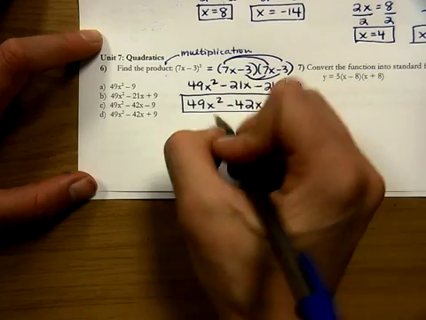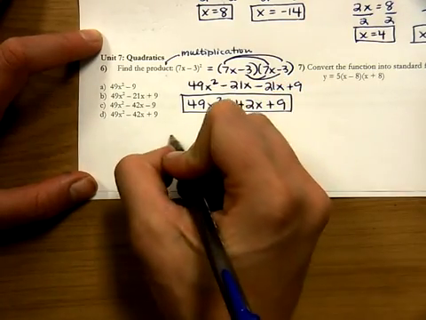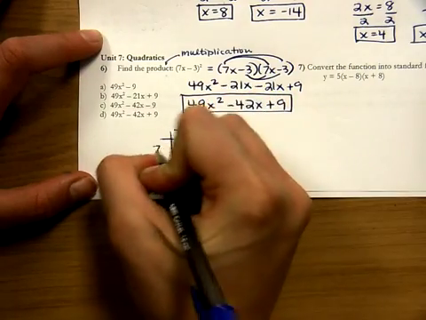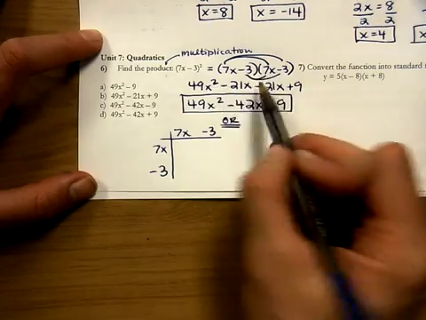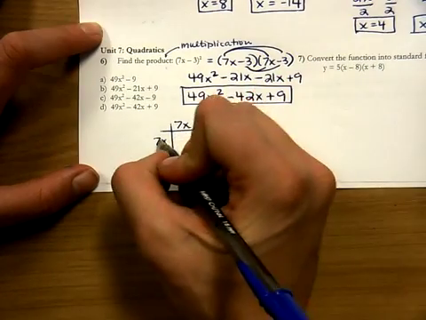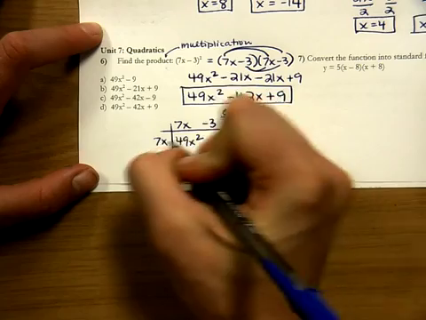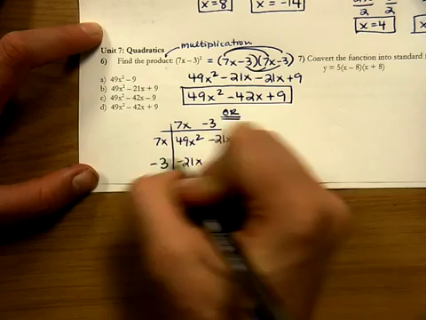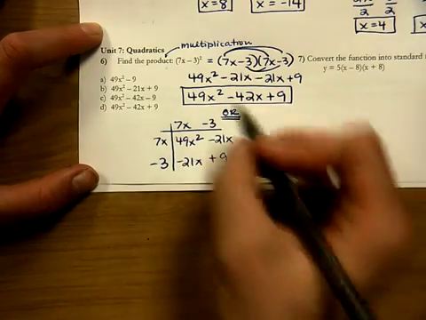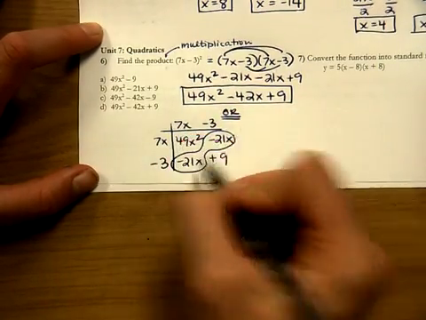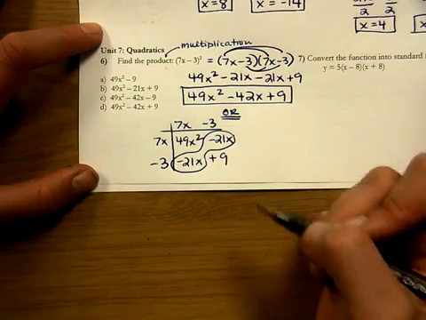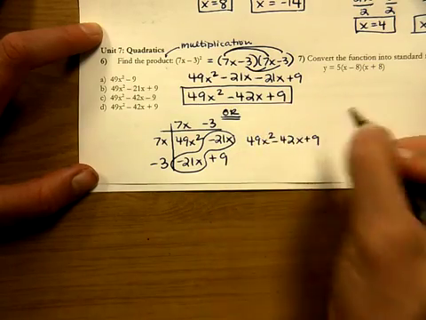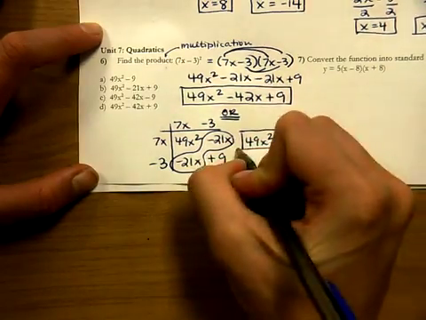Now that's one way to do it. I could have also used the area model and done 7x minus 3, 7x minus 3. And I'll get the same four terms, they'll just be organized in a box. 7x times 7x is 49x squared. 7x times negative 3 is a negative 21x. Negative 3 times 7x is a negative 21x, and when I multiply negative 3 and negative 3, I get a positive 9. Now when I add these two like terms, that's where I get my negative 42x. So I still have 49x squared minus 42x plus 9 as my answer.